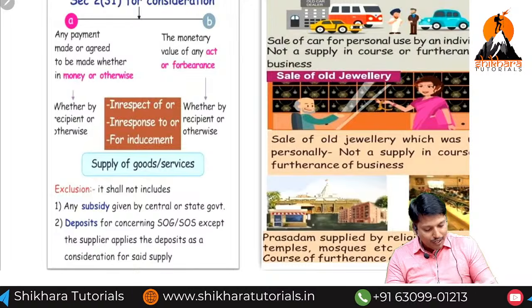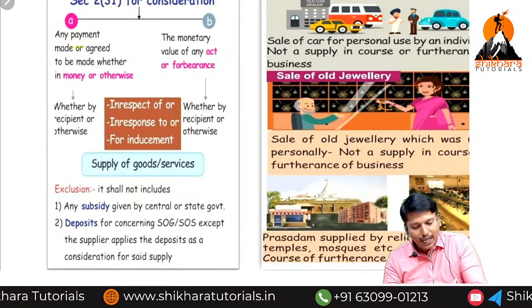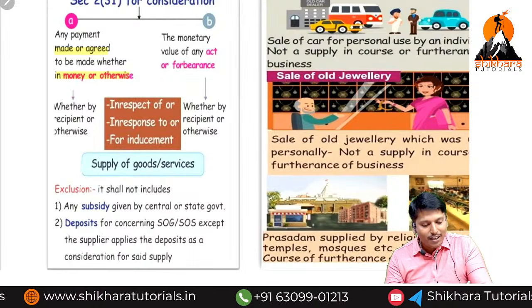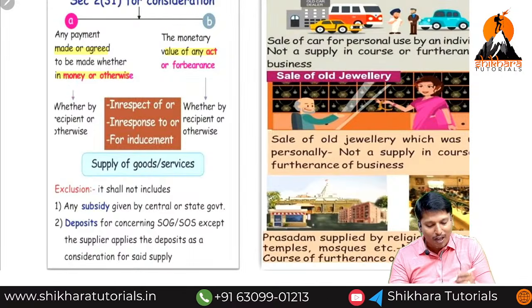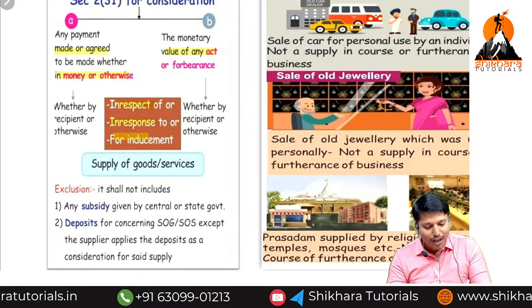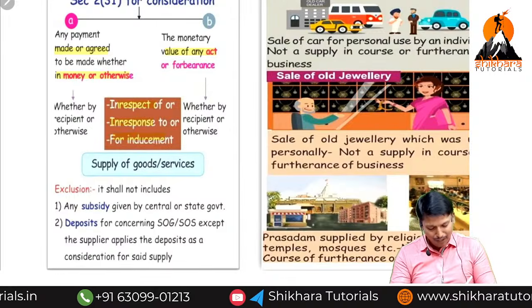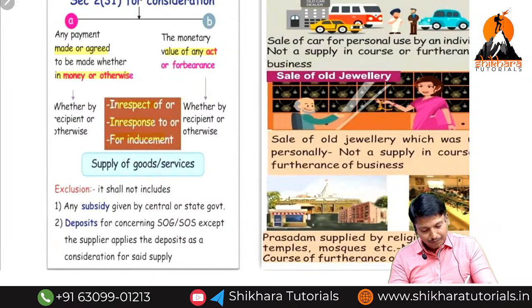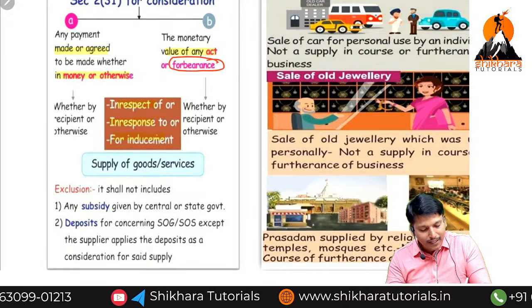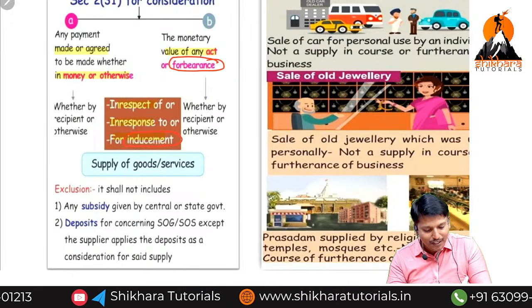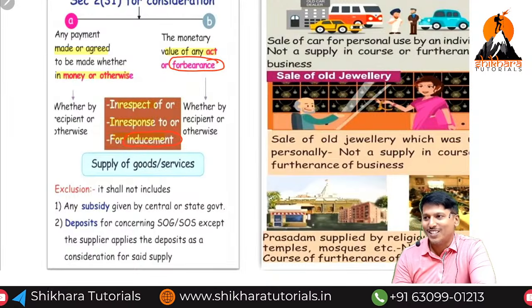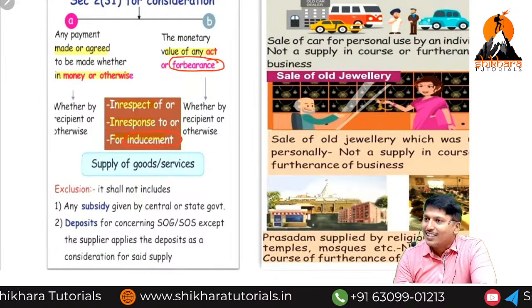Any payment made or agreed to be made, whether in money or otherwise, or any monetary value or act of forbearance in respect of, in response to, or for inducement. Yes, you need to learn mainly these two words: forbearance and inducement. The rest will come automatically. These are two new words in our consideration.